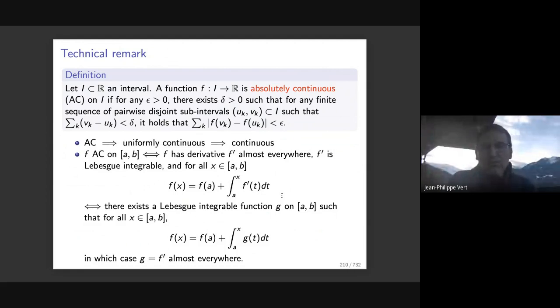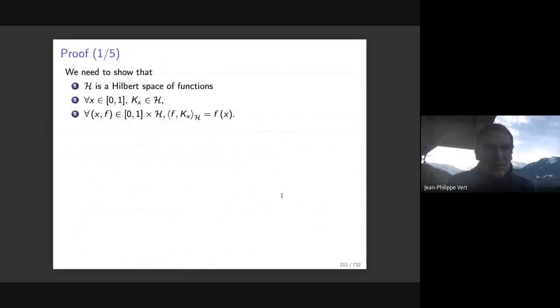All right, so let's try to prove the theorem. Remember, the theorem said that the RKHS of the min kernel is the space capital H that was defined a few slides before. So to prove the theorem, as usual, we need to prove three things. The first is to show that the space capital H is indeed a Hilbert space of functions. And then to prove that it's the RKHS, we need to prove the two properties of an RKHS once you have a Hilbert space. First, for any x, the function k_x must be in the Hilbert space. Two, for any x and f, we need to have the reproducing property that says that f of x is equal to the inner product between f and k_x.